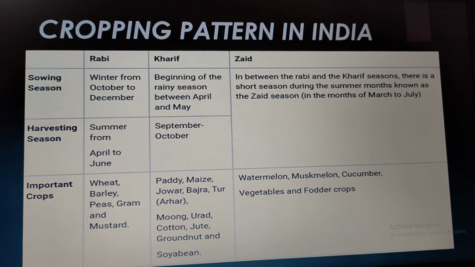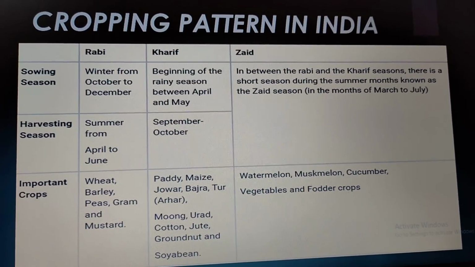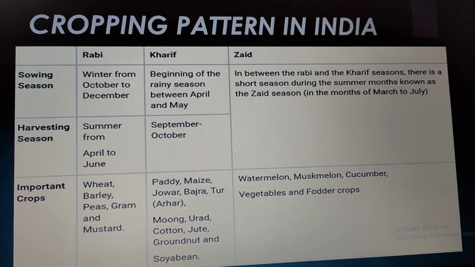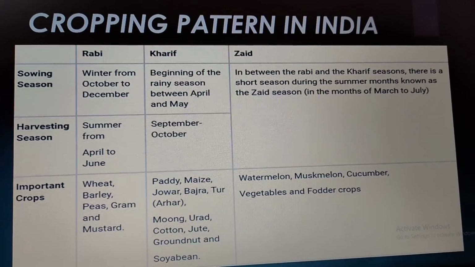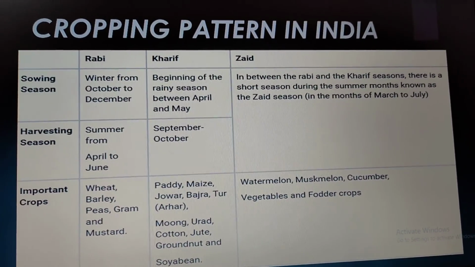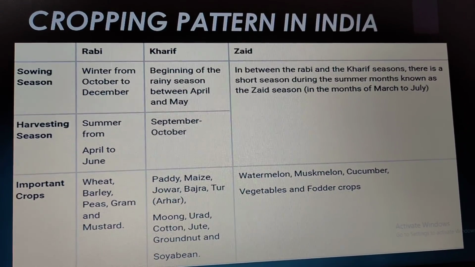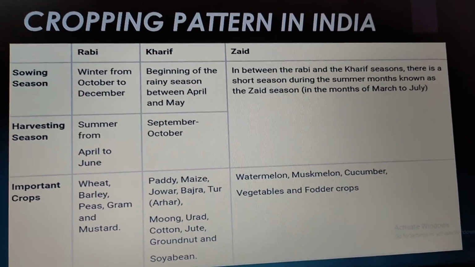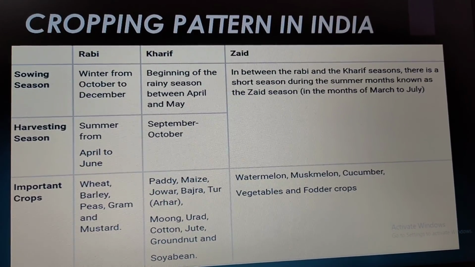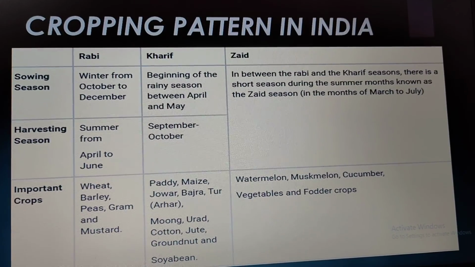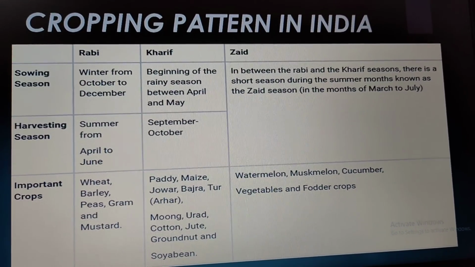Now, the cropping pattern in India in detail. If we talk about Rabi, the sowing season is October to December. That is why it is called a winter crop. And it is harvested in summer from April to June. If we talk about Kharif, it is sown in summer and harvested at a time when winters are about to start and monsoons are about to end.